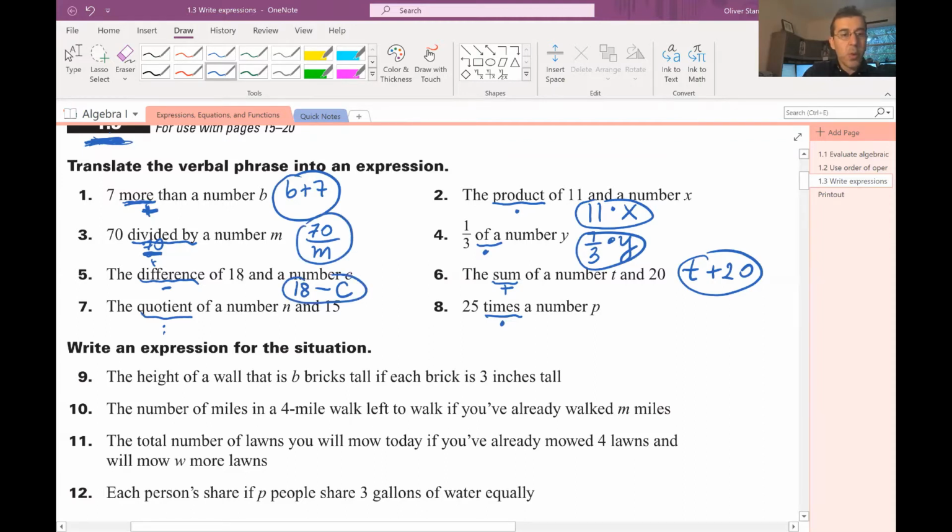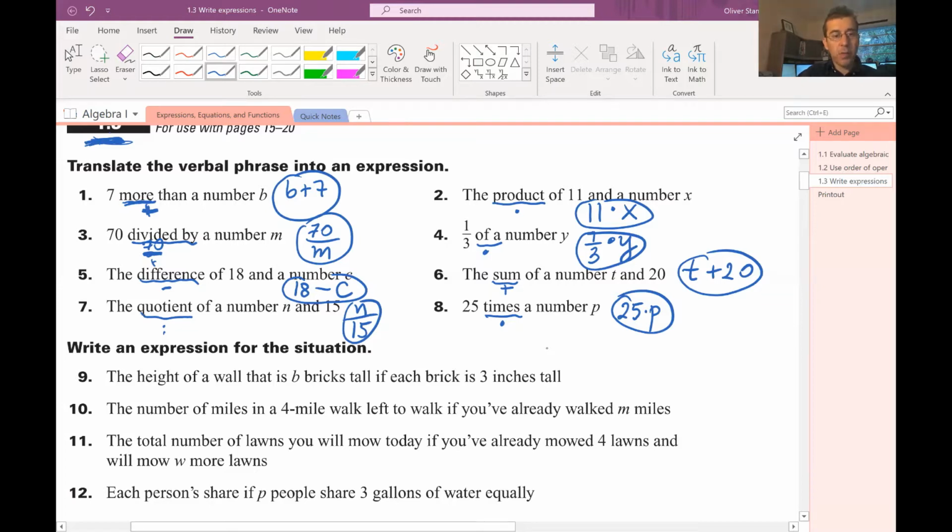Number 7, the quotient of a number n and 15. That's the quotient, n over 15. And then 25 times a number p. So that's 25 times p. Okay. Write an expression for the situation.